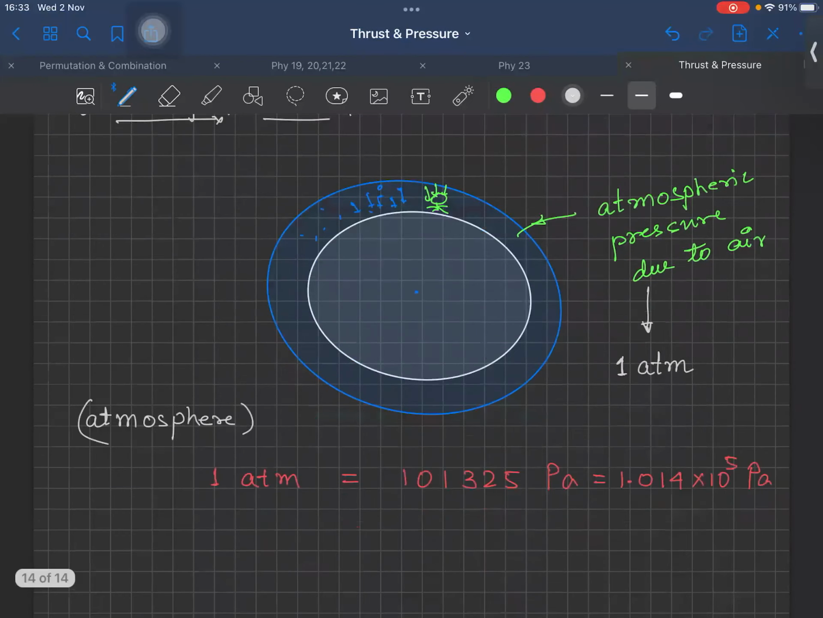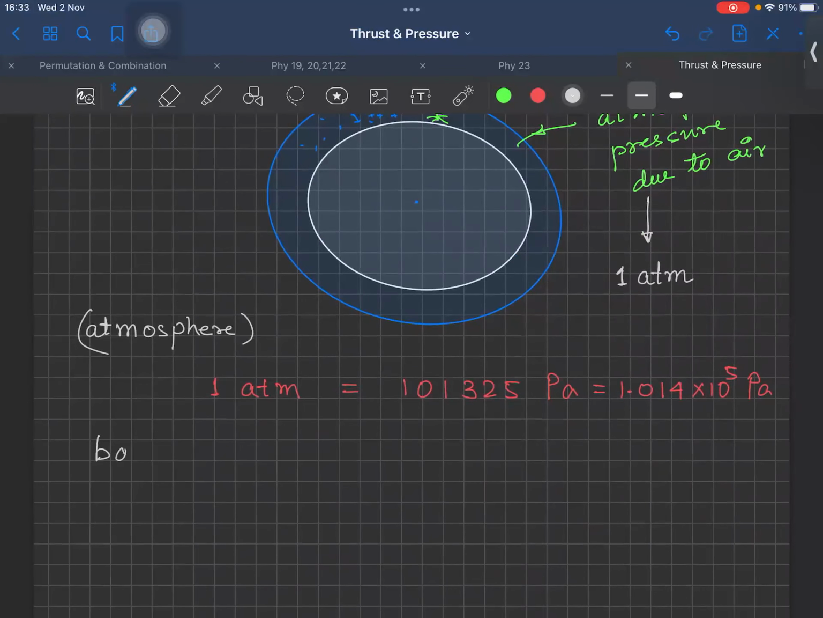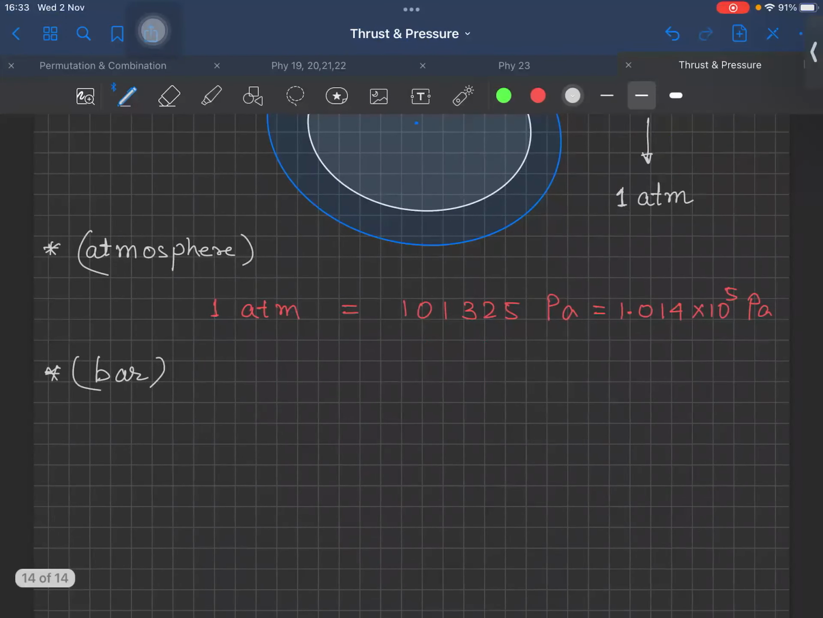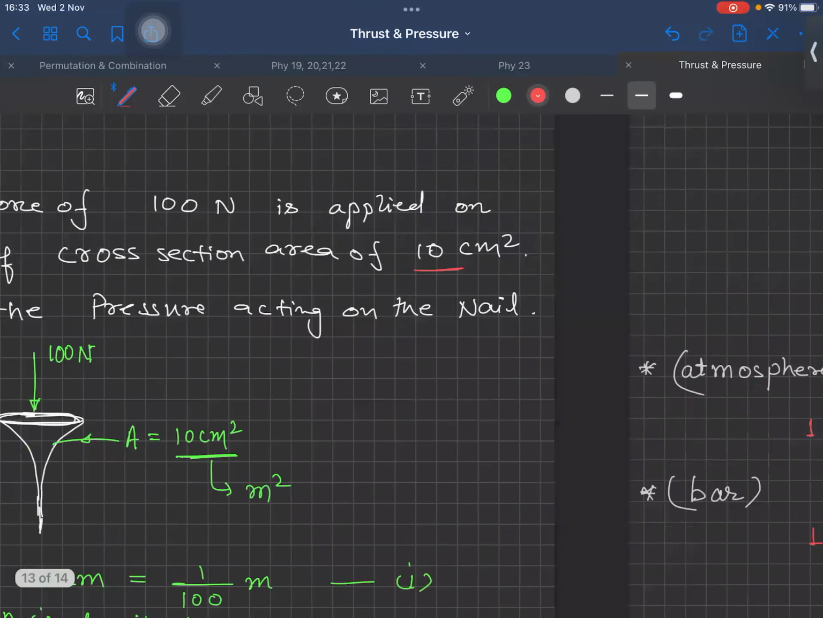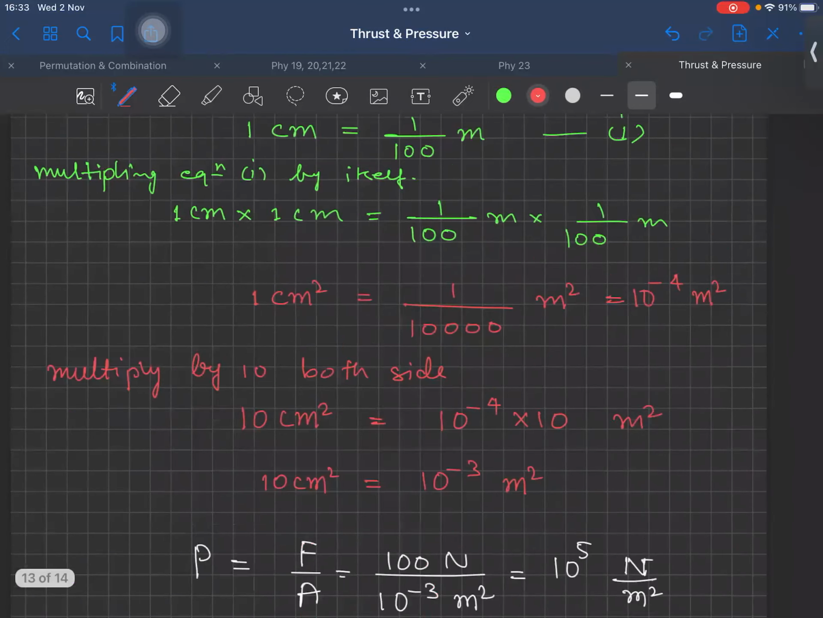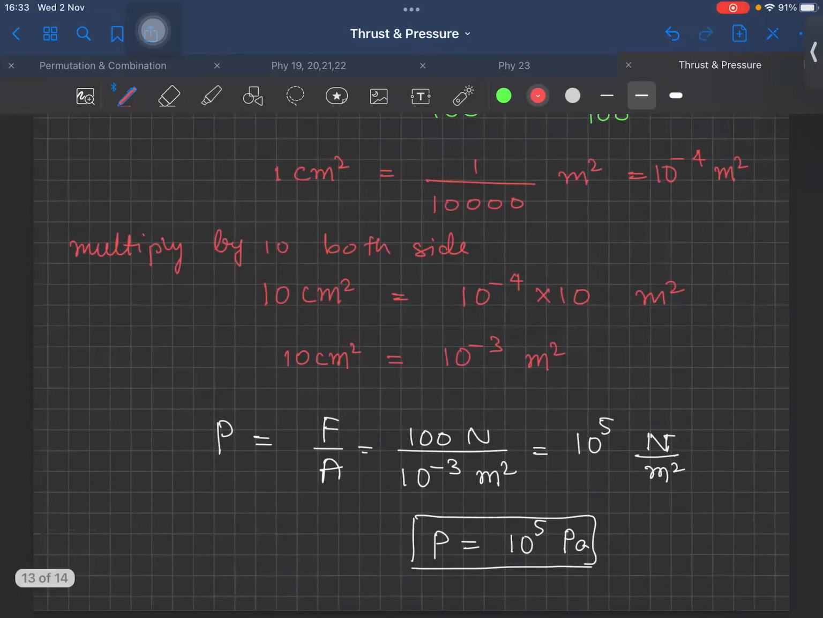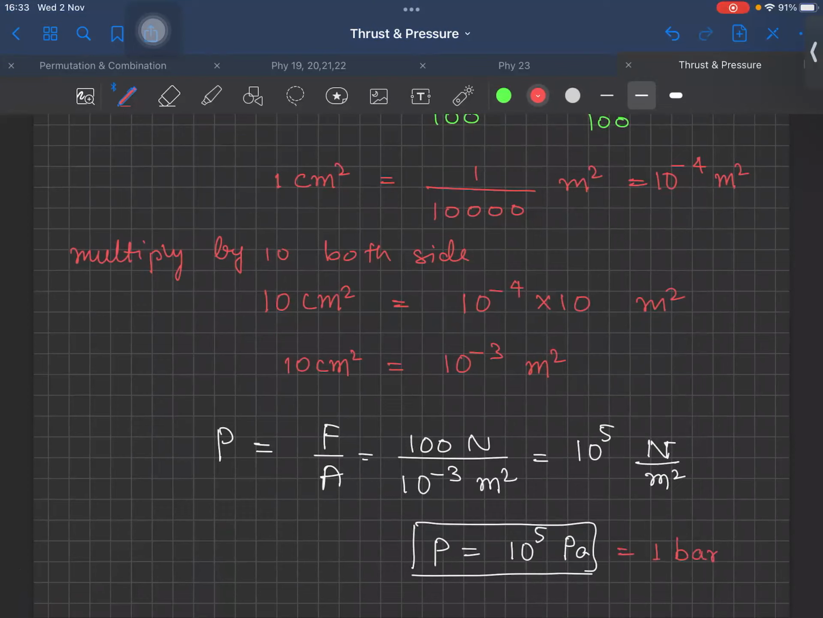Okay, there is another unit called bar. So 1 bar is equal to 10 to the power of 5 Pascal. So in the previous problem, what we have calculated is also equal to 1 bar pressure. 10 to the power of 5 Pascal is equal to 1 bar.